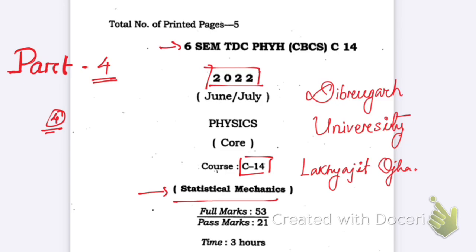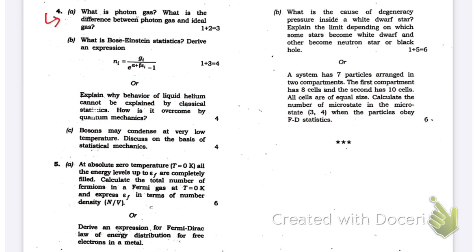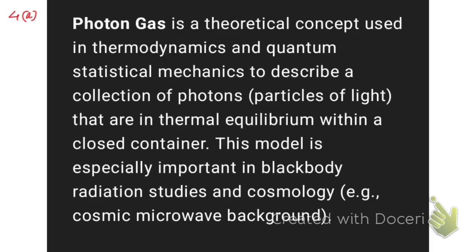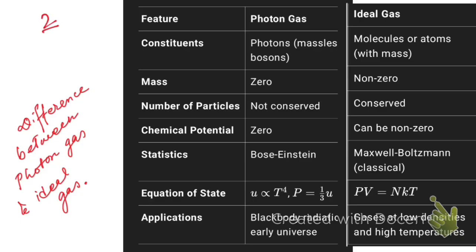So now let's start. Here you see question number 4a: what is photon gas and what is the difference between the photon gas and ideal gas? Here is the answer. Let me give you the answer directly. This is the answer to question number 4a. This is the first page and this is the second page. So these are the differences between the photon gas and ideal gas. Take the screenshot. Now let's move on to the next question.